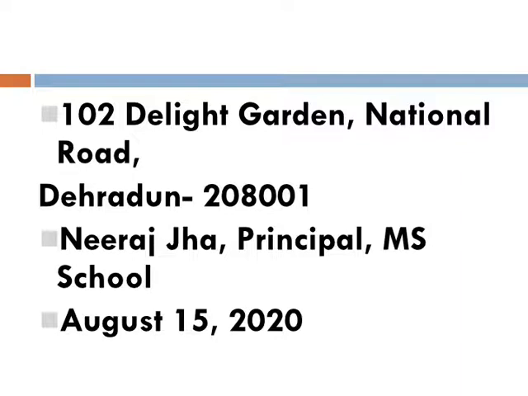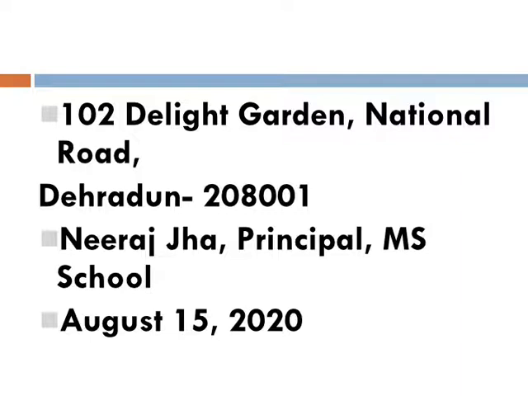And second is the titles following a name. Titles of a name is Neeraj Jha. Neeraj Jha is principal. Okay, it is a name of a person. Neeraj Jha, comma, principal, comma, MS school. Understood? So here what we did, we separated the name, the position and the place where Neeraj Jha works. So this is how we can also use comma in the titles.